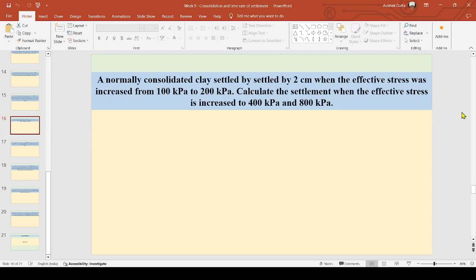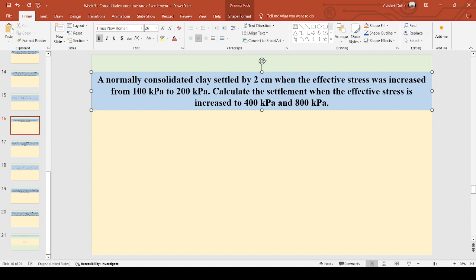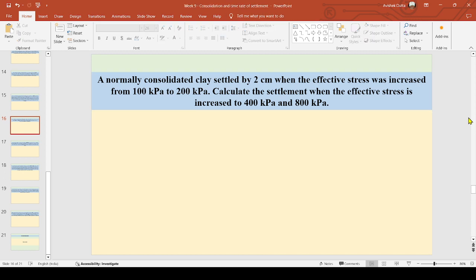A normally consolidated clay settled by 2 centimeter when the effective stress was increased from 100 kilopascal to 200 kilopascal. Calculate the settlement when the effective stress is increased to 400 kilopascal and 800 kilopascal. So, when the effective stress of a normally consolidated clay was increased from 100 to 200 kilopascal, the settlement was 2 centimeter.